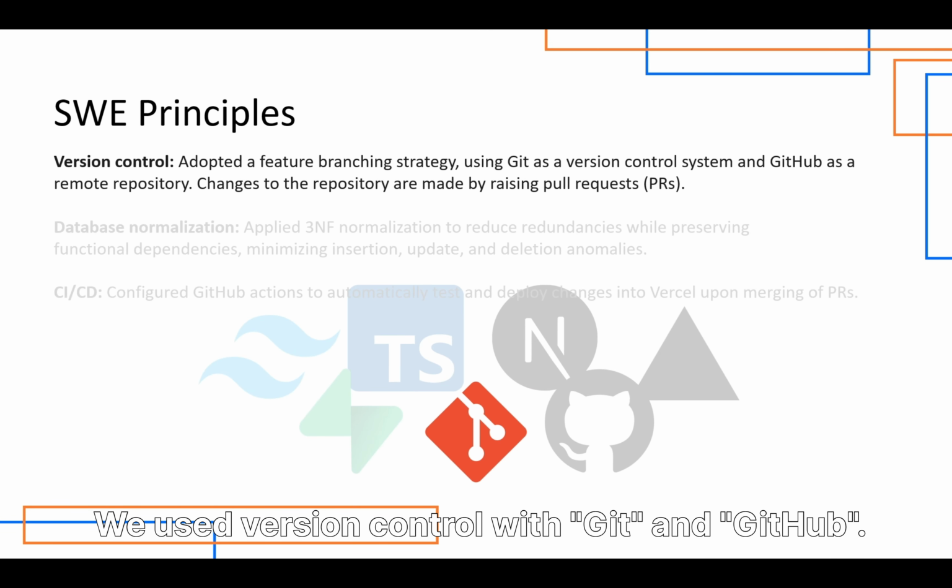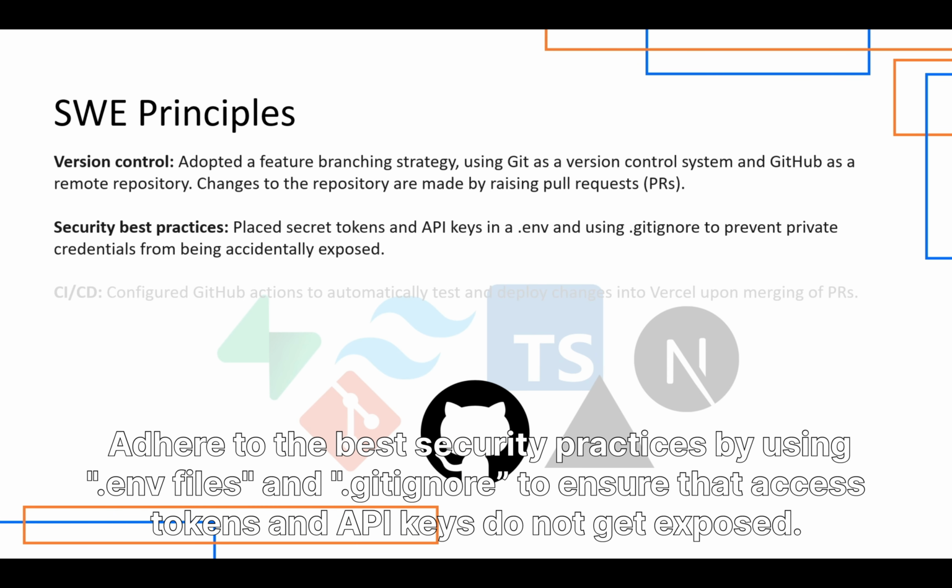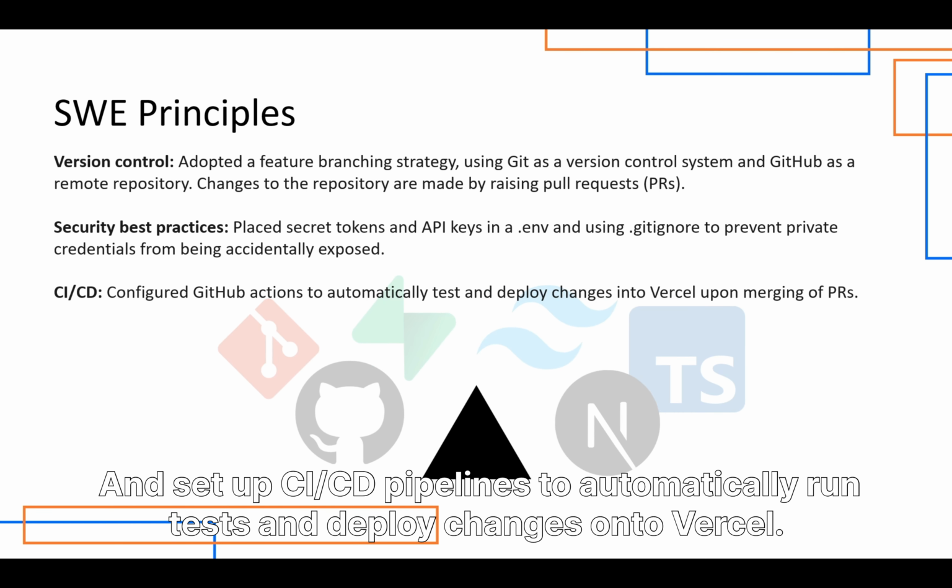We use version control with Git and GitHub. Adhere to the best security practices by using .env files and .gitignore to ensure that access tokens and API keys do not get exposed, and set up CI/CD pipelines to automatically run tests and deploy changes onto Vercel.